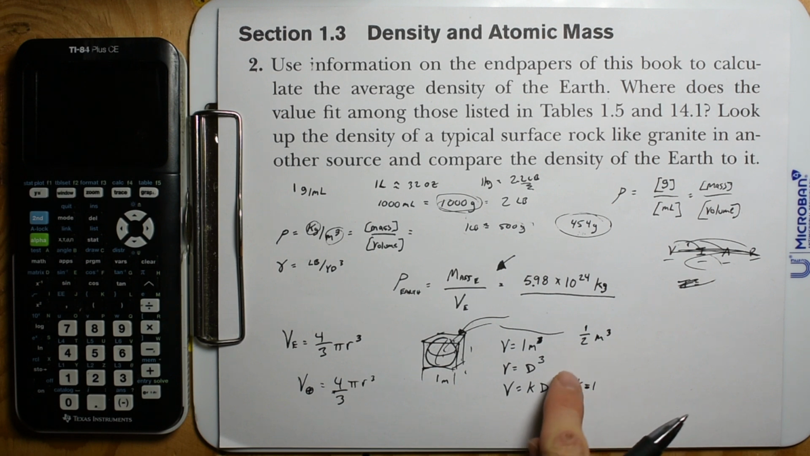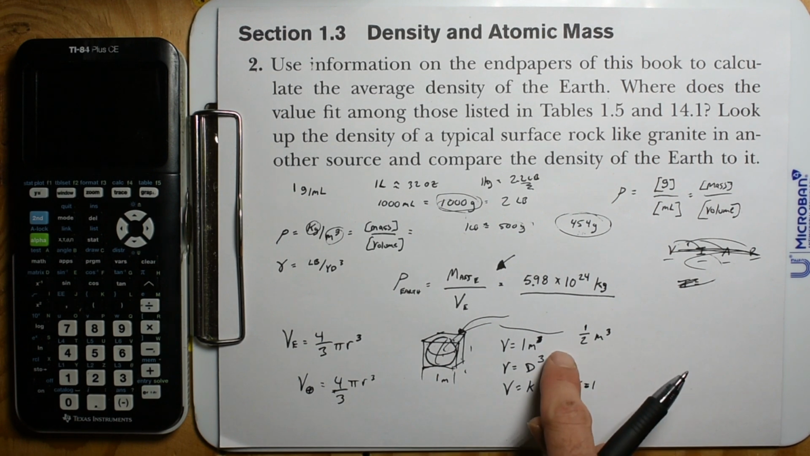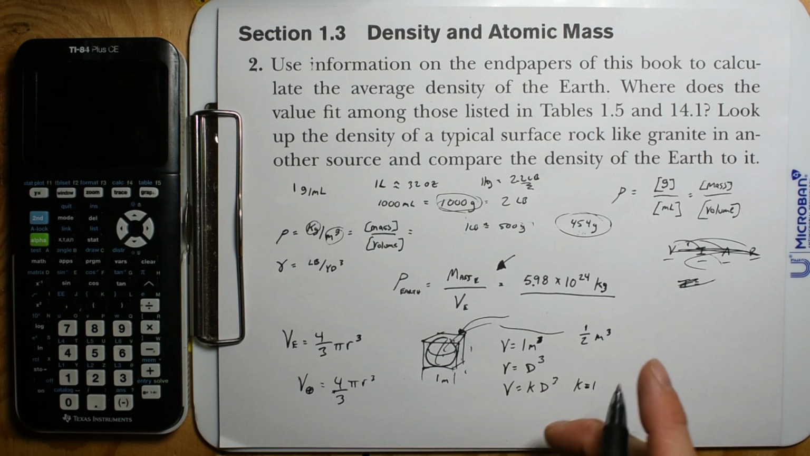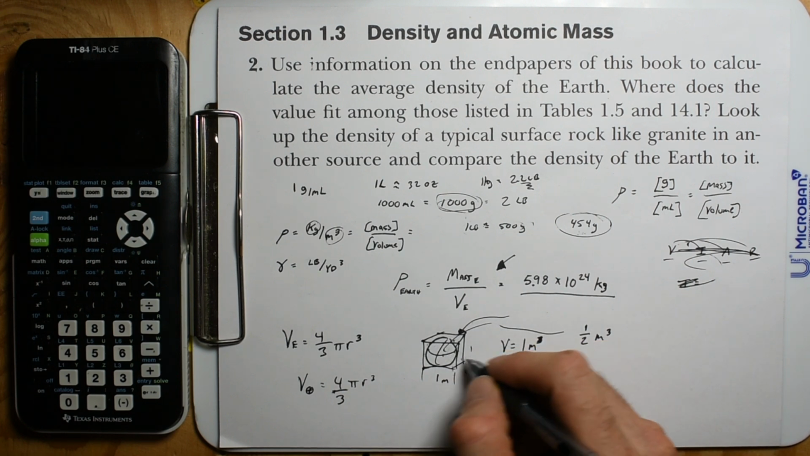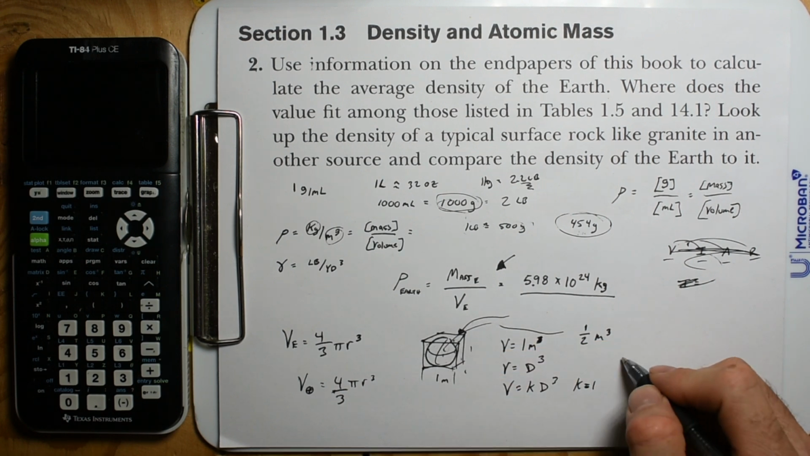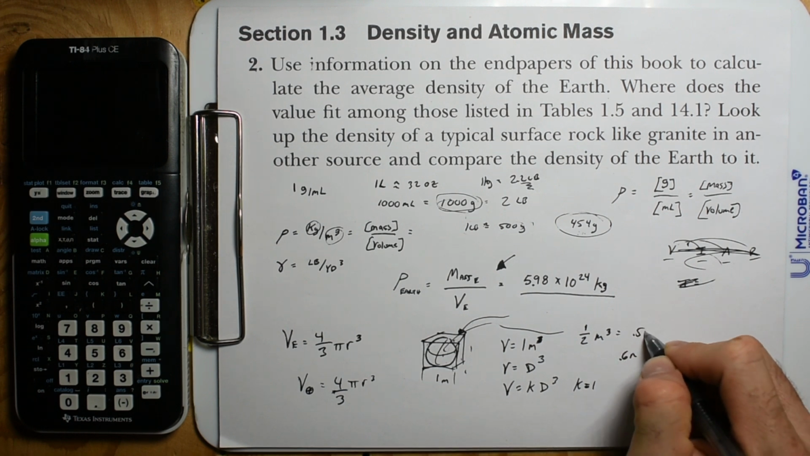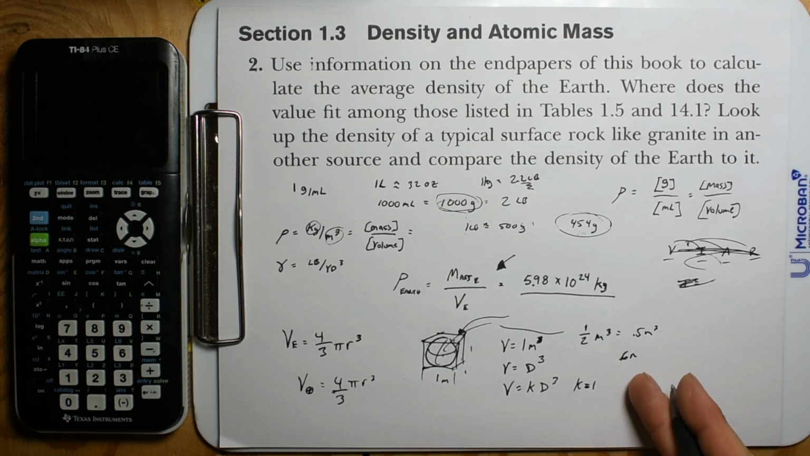Now my question is, do I believe that the sphere is going to be bigger than that or smaller than that? If I had to guess on either side, I would guess that it's going to be a little bit bigger. I would guess it's going to be like 0.6. If this is 0.5 meters cubed, I'm just going to guess like 0.6.